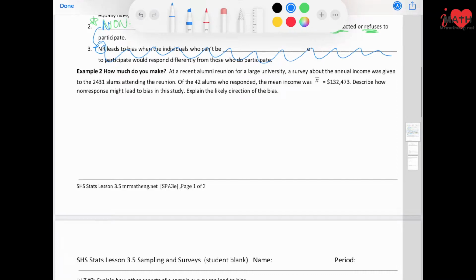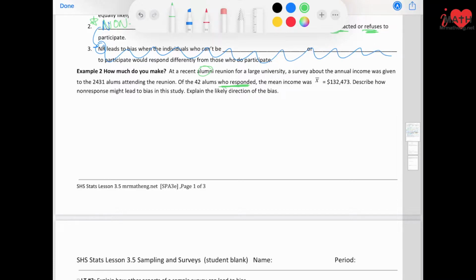Let's do example number 2. How much do you make? A recent alumni reunion. Alumni are just people who've already graduated. For a large university, a survey about annual income was given to the 2,431 alums attending the reunion. Of the 42 alums who responded, the mean income was x-bar, an average of $132,473. Describe how non-response might lead to a bias in this study. Explain the likely direction of the bias.